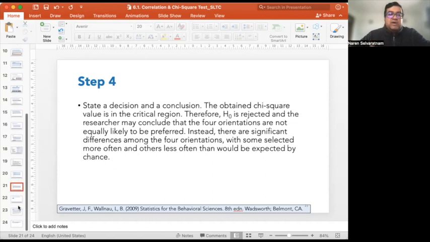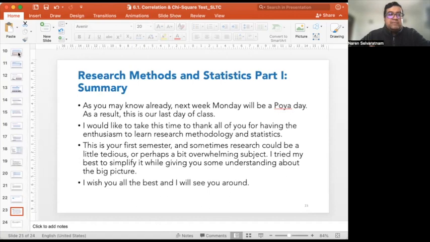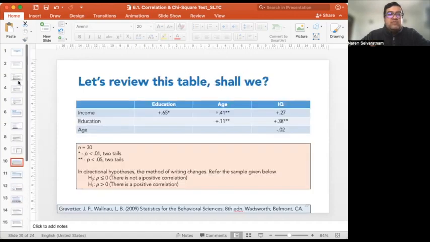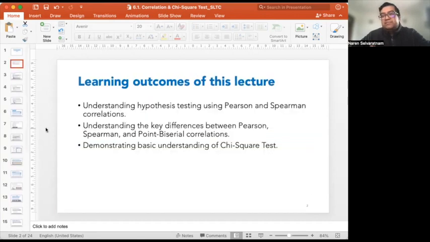Okay. Now this is pretty much what I wanted to tell in the first lecture of today's class, where you have to have some understanding about Pearson and Spearman correlations, understand the difference between Pearson, Spearman, and Point-Biserial correlations, and also have some understanding about the chi-square test. So I would encourage all of you to download the Gravity and Wall book, or purchase it, and actually go through this content to have a better understanding of how to do this step by step.